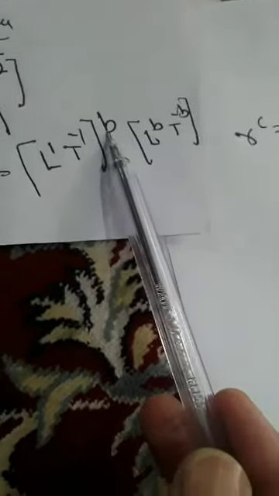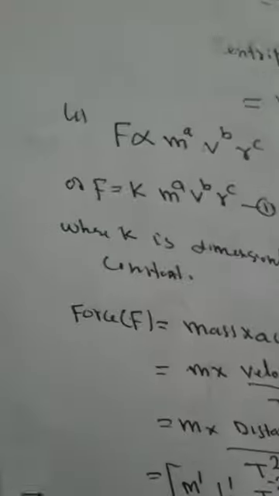When we multiply by b, we get L raised power b, t raised power minus b. Similarly, r is length here, length raised power c, that means L^c. When I substitute all these quantities in equation first, instead of force I can write M^1 L^1 T^-2.